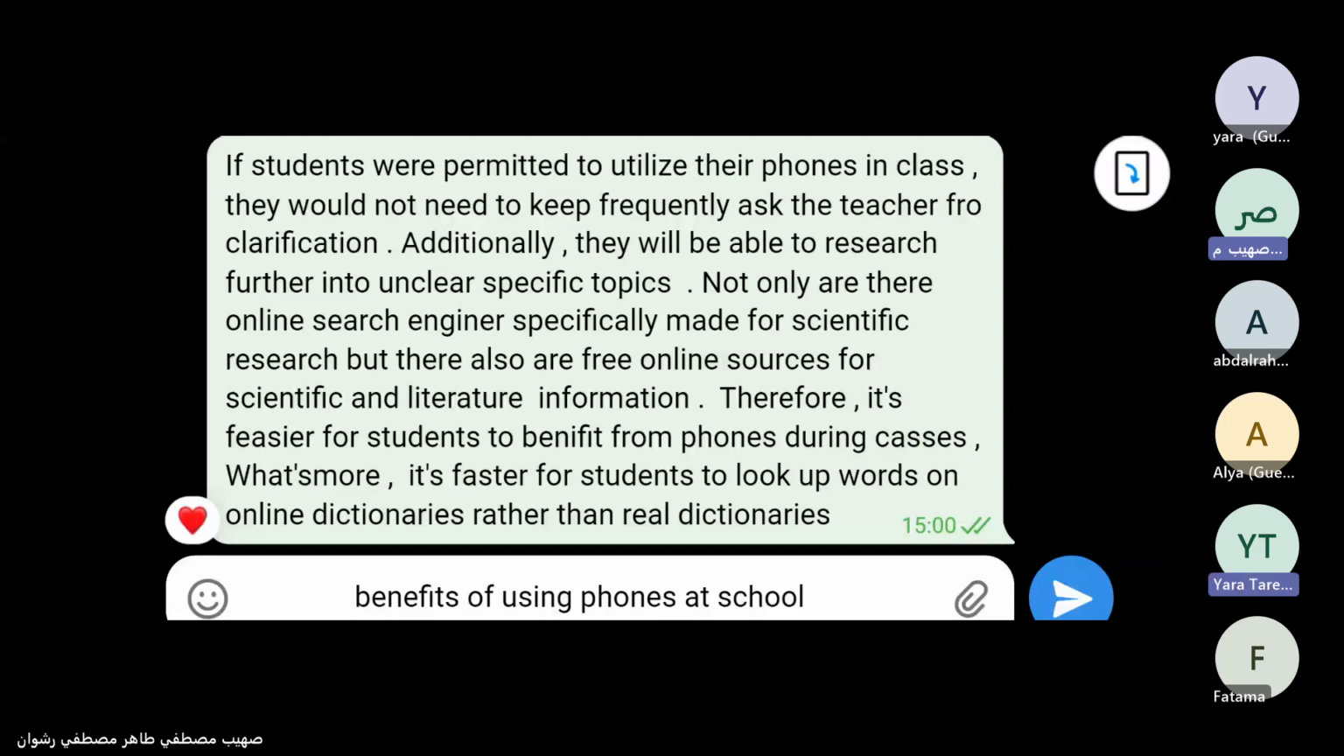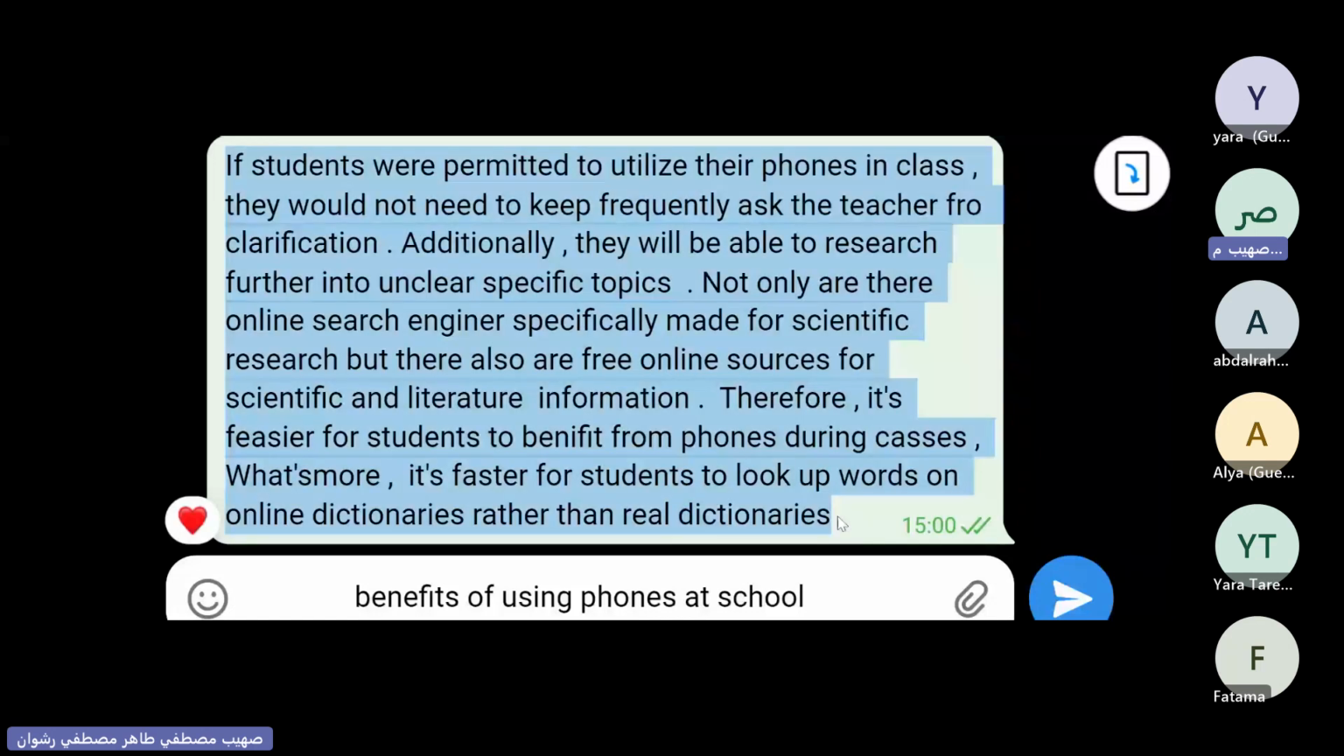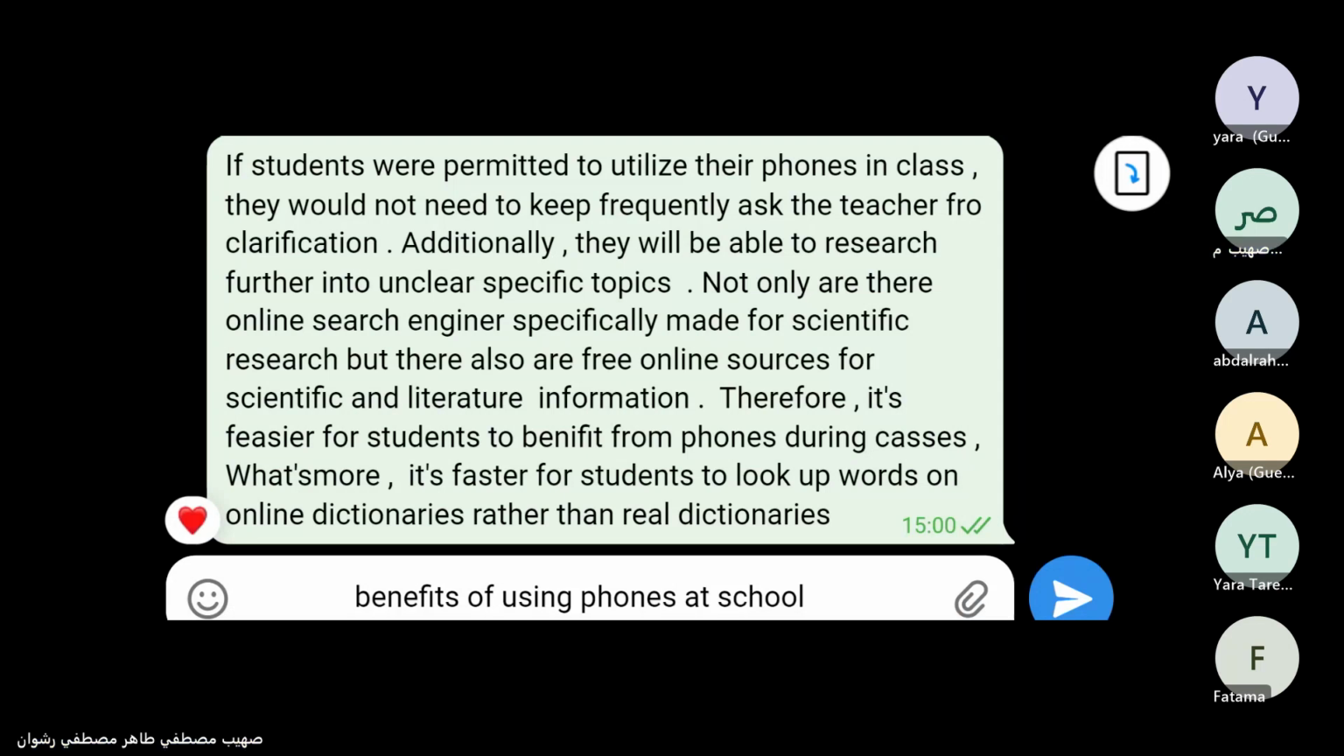Exactly. So he constantly wrote about the required tasks, which is what? The benefits of using phones at school, right? From the very beginning of the paragraph until the end of the paragraph, he is still explaining what is required in the task, right? So in terms of task achievement, he successfully achieved the task. Okay, thank you. Fatma.